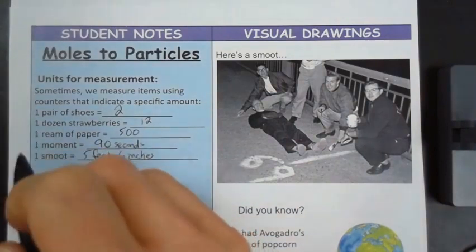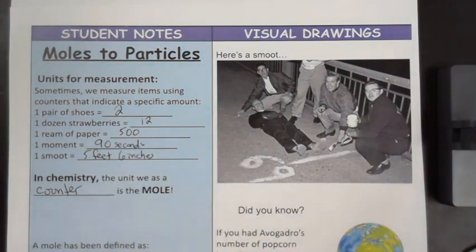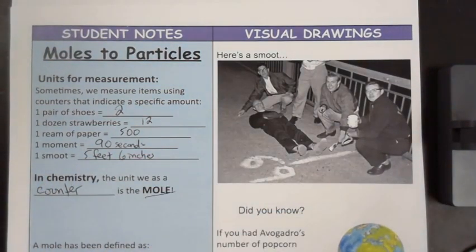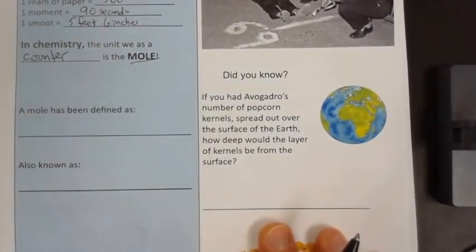And so in chemistry, the unit or the counter that we use is a mole. A mole always just refers to a number. That's it. A mole of an element will have the same number associated with it, no matter what element you're referring to. Okay, so there's actually a number that's connected to a mole.